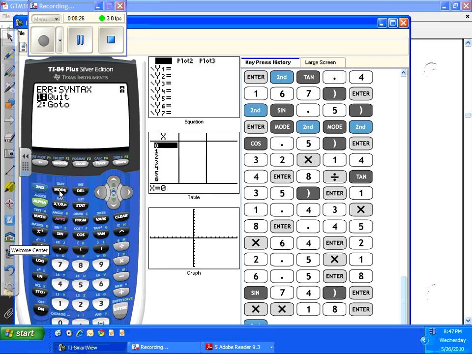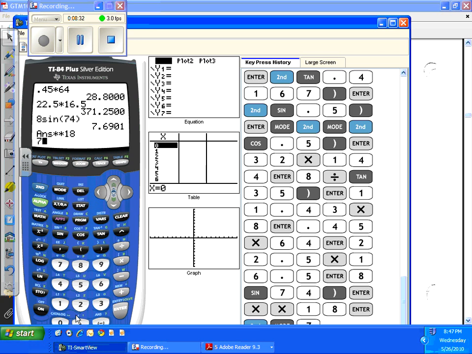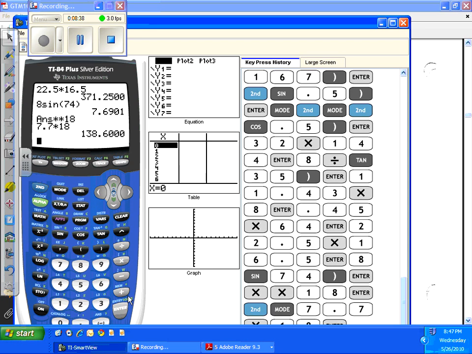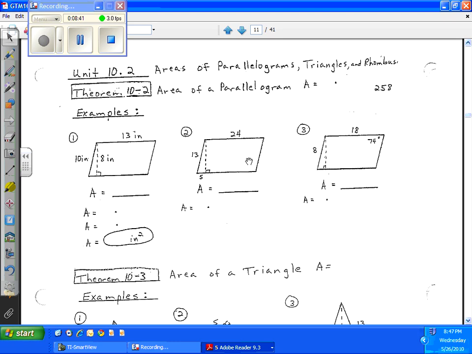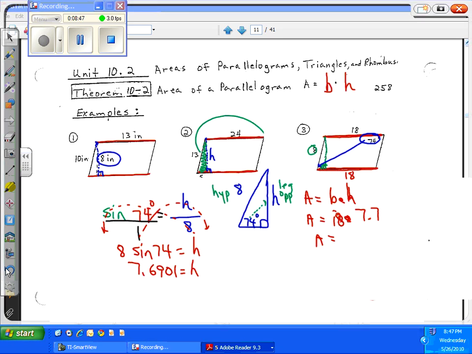And here I really didn't even round at all, and then I made a mistake. This is getting ugly, isn't it? 2 times signs. Okay, 7.7 rounded. We'll just do that. Times 18. Enter, how about 138.6? Or somewhere close to that.